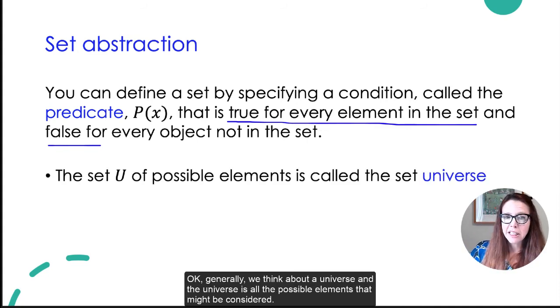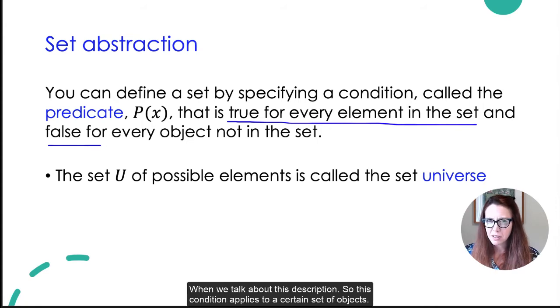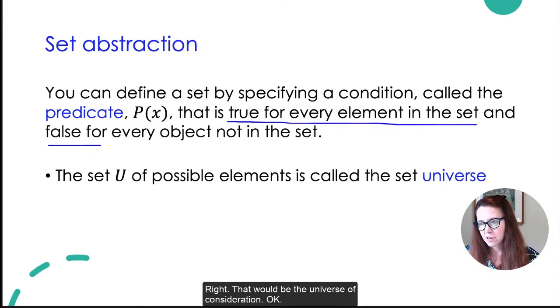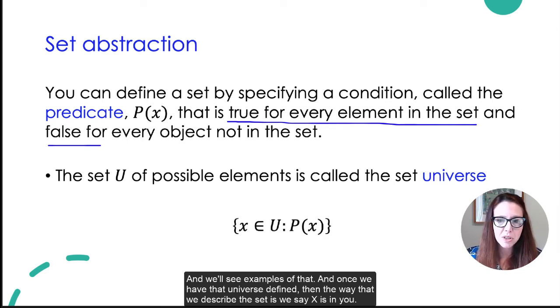Okay, generally, we think about a universe, and the universe is all the possible elements that might be considered when we talk about this description. So this condition applies to a certain set of objects. So for instance, if I was talking about the set of students, generally I would restrict my universe of consideration to not everyone in the world, but all of those students that are registered as Dalhousie students, right? That would be the universe of consideration. Okay, and we'll see examples of that.